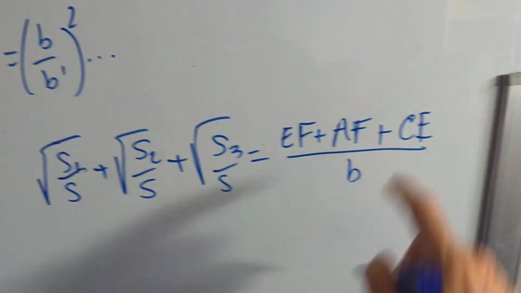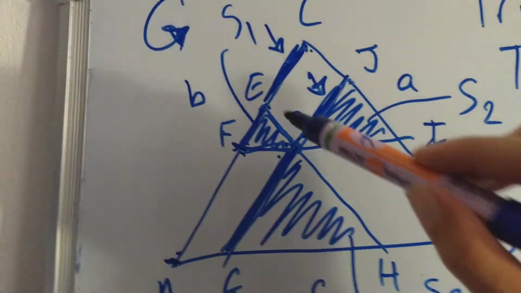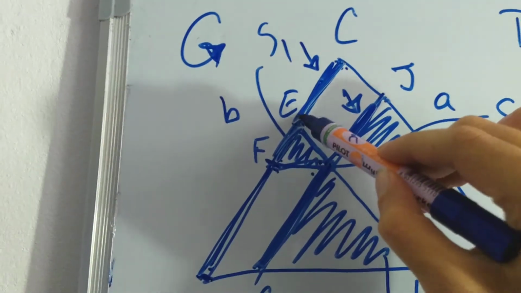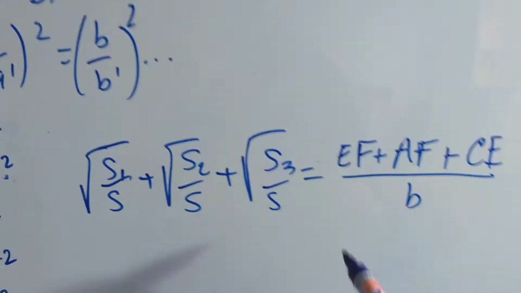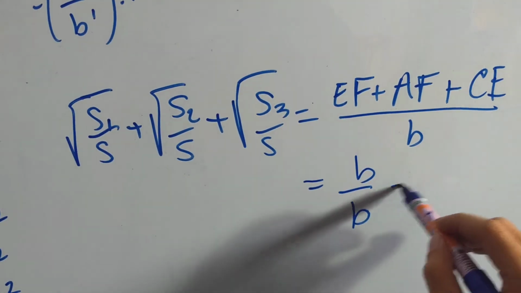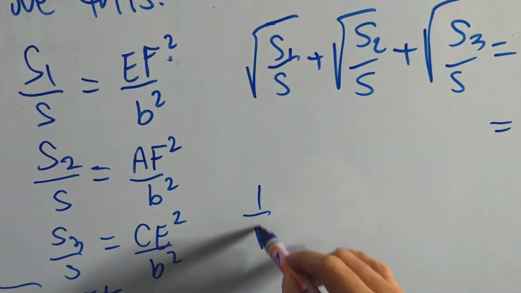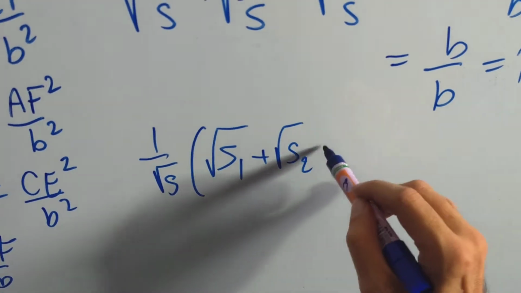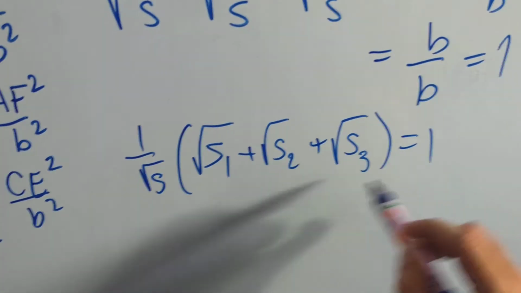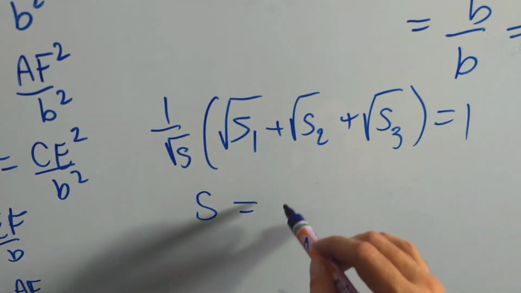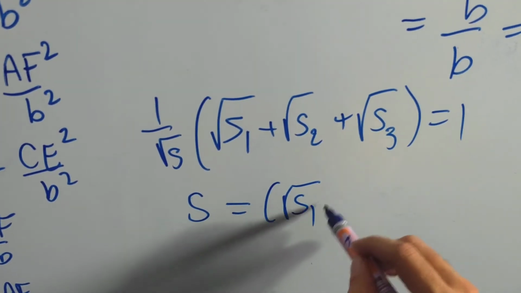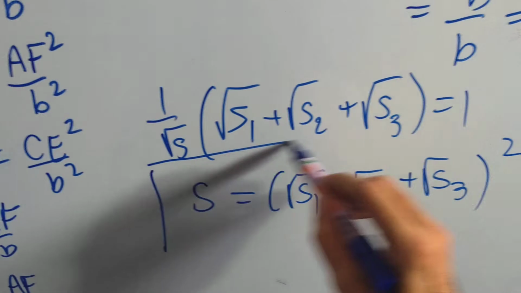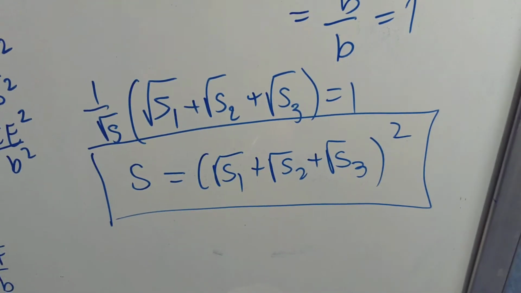Now, what is EF plus AF plus CE? Let's go back to our figure. EF plus AF plus CE, yes, that's equal to B. So this, in fact, is B over B, which is 1. So now let me factor out 1 over the square root of S. I have the square root of S1 plus the square root of S2 plus the square root of S3 is the square root of S. And therefore S, the triangle area of the big triangle, is this absolutely beautiful expression. You like that? Beautiful, beautiful.